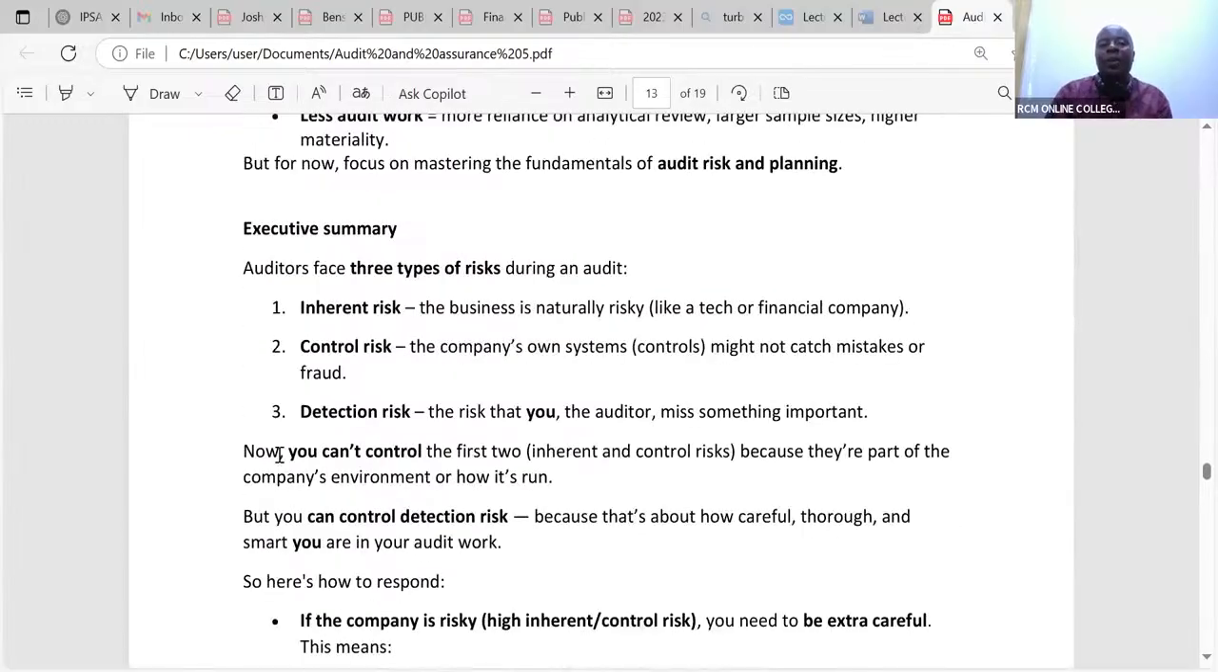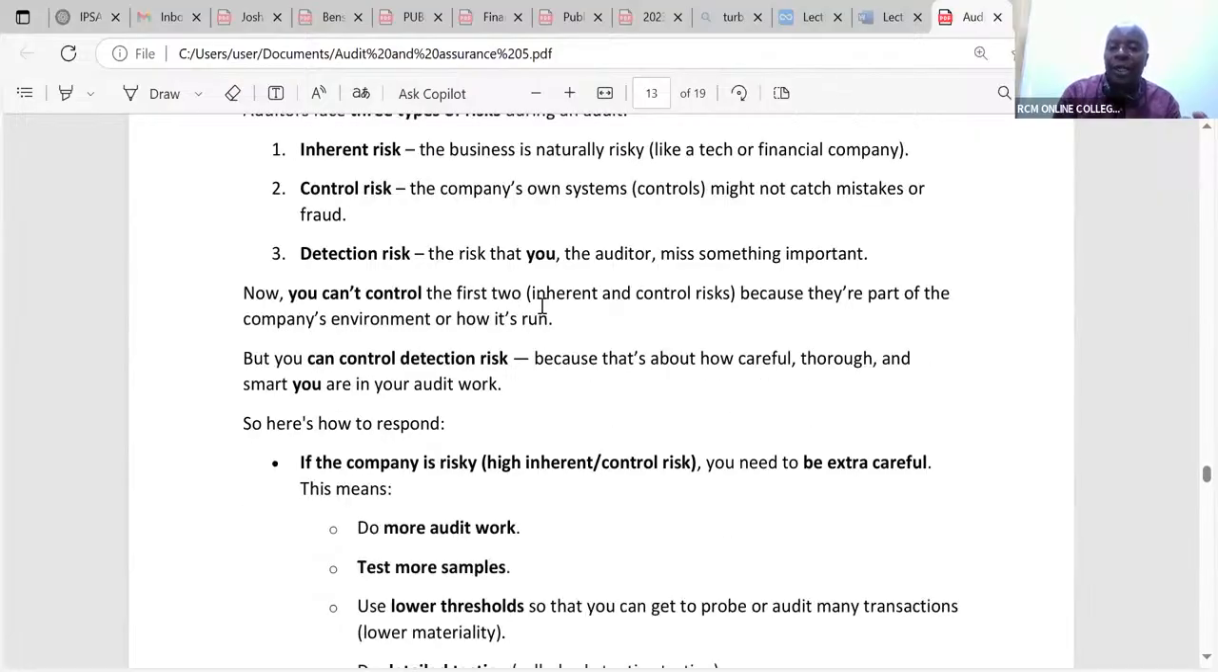Executive summary. Auditors face 3 types of risks during an audit. Inherent risk: the business is naturally risky, like a technology or financial company. Control risk: the company's own systems might not catch mistakes or fraud. Detection risk: the risk that you, the auditor, miss something important. You can't control the first 2 as an auditor, inherent and control risks, because they are part of the company's environment or how it is run. But you can control detection risk because that is about how careful, thorough, and smart you are in your audit work. So here is how to respond.